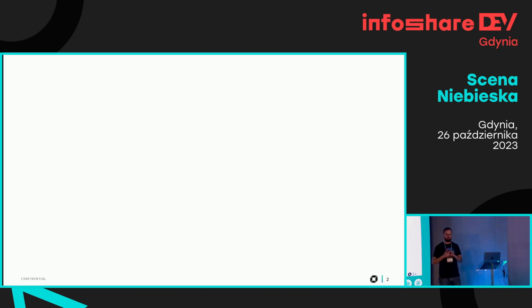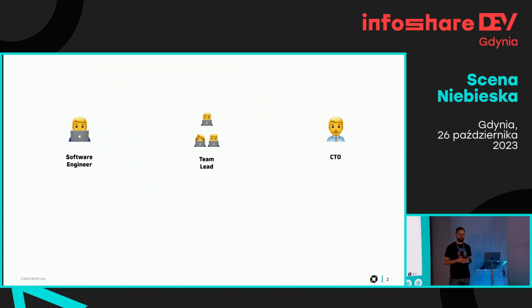But before I go to the details, let me quickly walk you through my career. I was a software engineer, team lead, and a CTO. Well, that was quick. That was quick because my presentation is not about me, it's about observability. With every role that I had, data and data-driven decisions were really important.